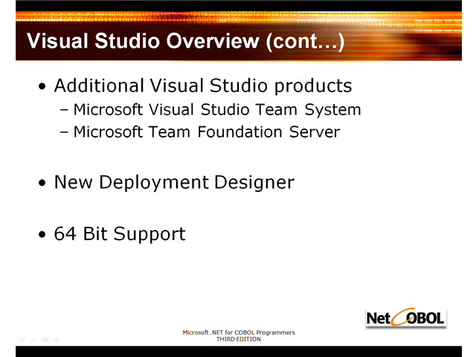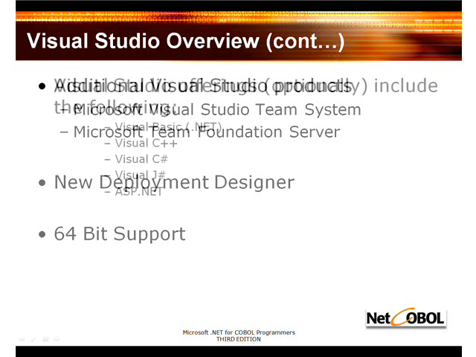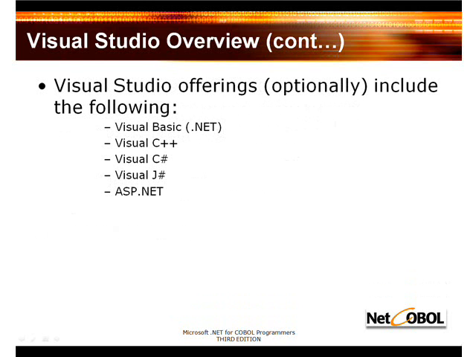Now, the caveat here is that all development for 64-bit support must be done on a 32-bit machine. The code is then compiled into 64-bit executables or assemblies and deployed to a 64-bit machine. And finally, optional languages provided by Microsoft for Visual Studio are Visual Basic.NET, C++, Visual C#, Visual J#, and ASP.NET.